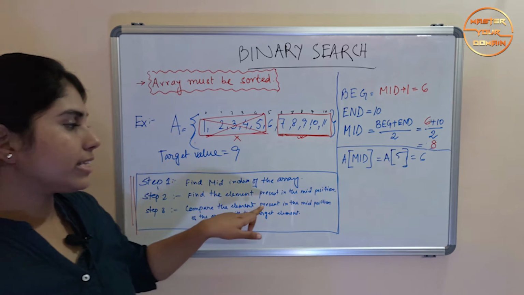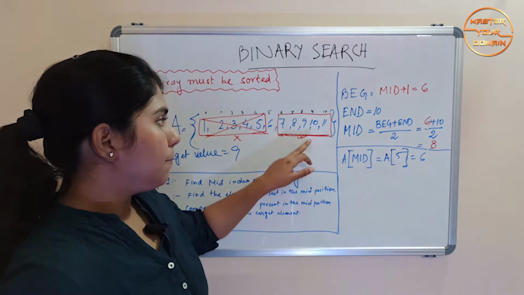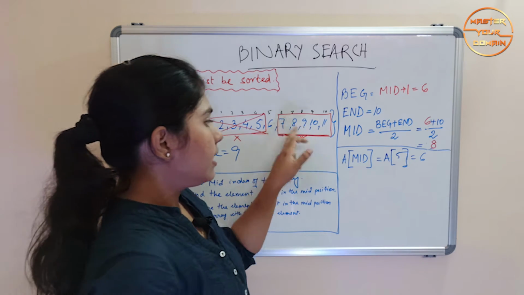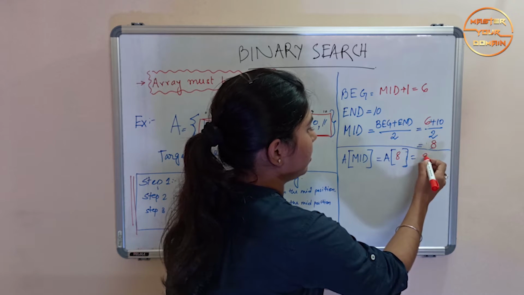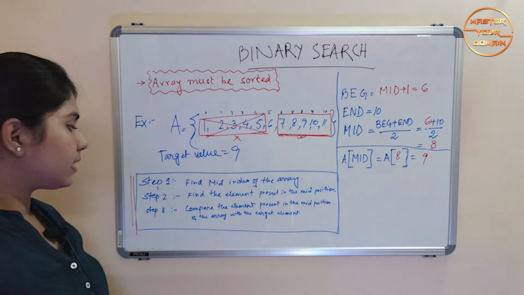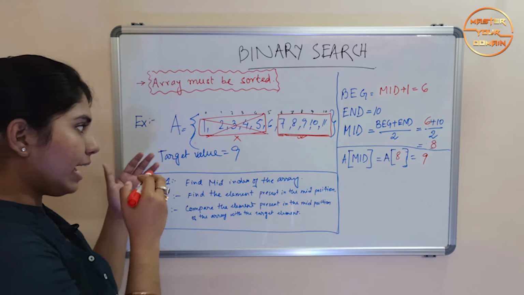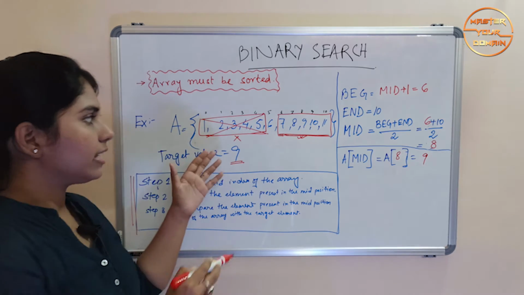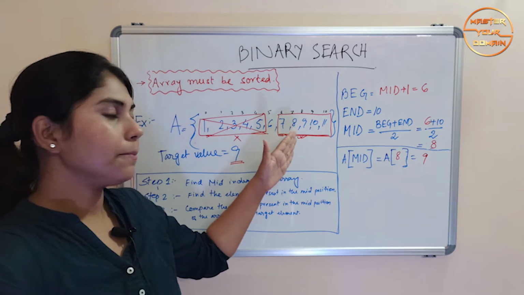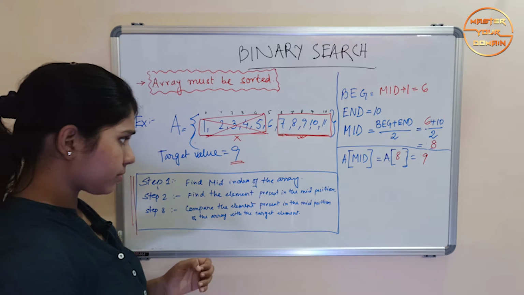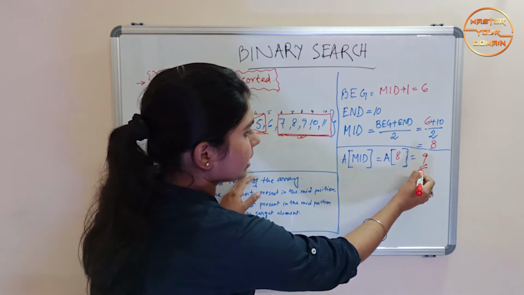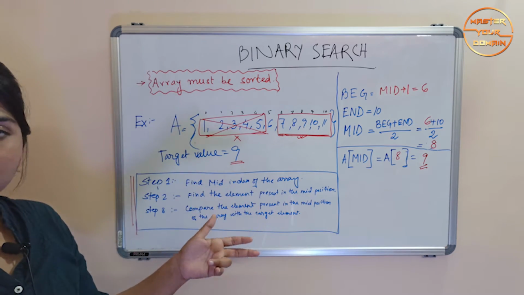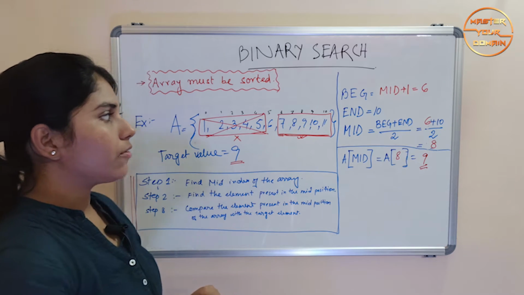In the second step, we need to find the element that is present in the middle index of the array, that is a of 8, which is 9. This is the second step. And the third step is to compare the target value with the element that is present in the middle index of the array. That is, 9 is compared with 9, and here we can understand that there is a match. So our search is successful.